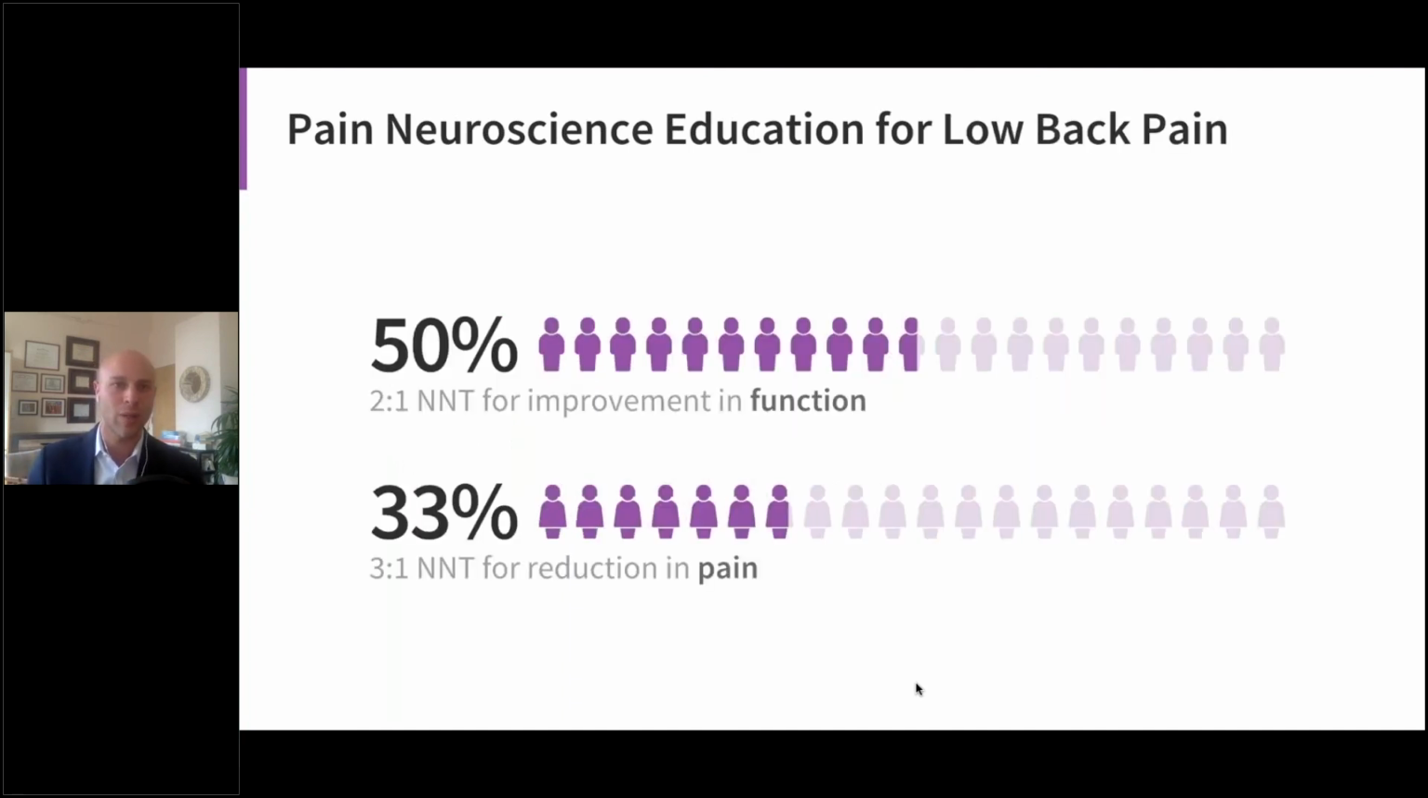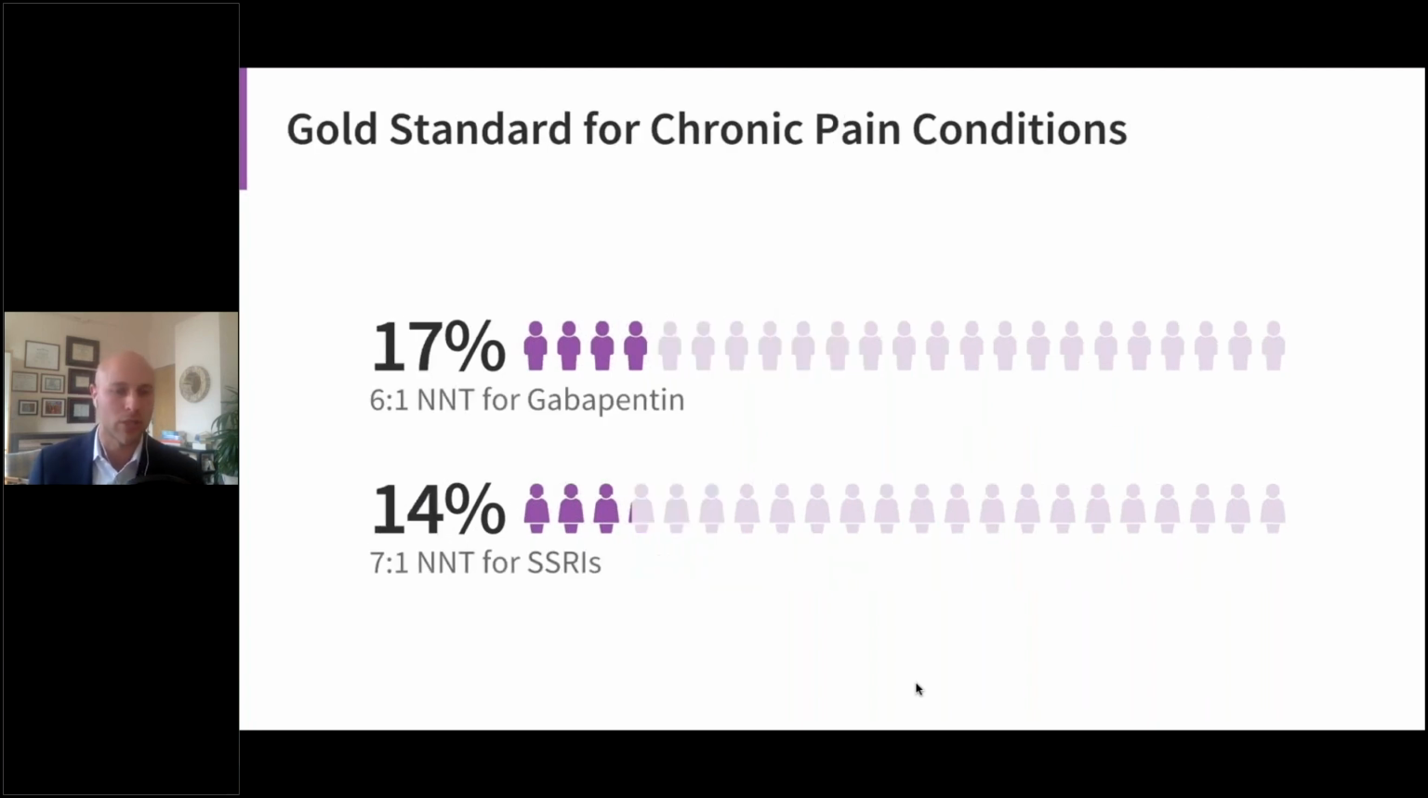And certainly pain neuroscience education from a number needed to treat perspective is by far a 2-to-1 number needed to treat for helping people with pain improve function, and blows away some of the gold standards we have. Gabapentin's number needed to treat is 6. Most SSRIs, which are commonly prescribed for pain, is about a 7-to-1 number needed to treat.